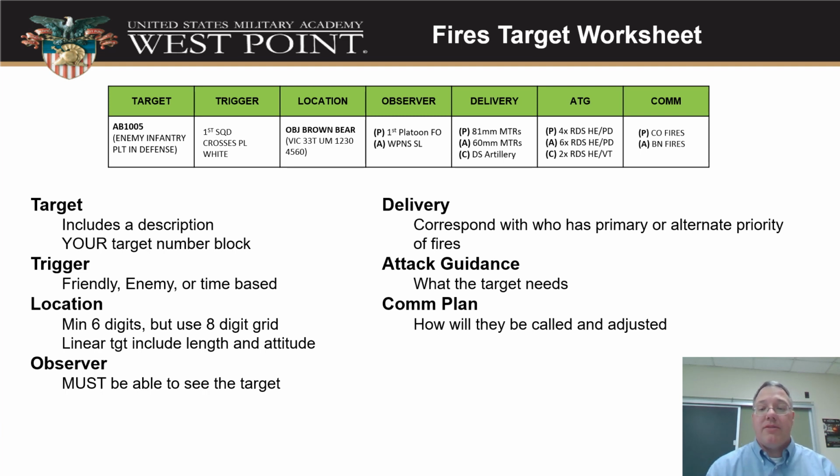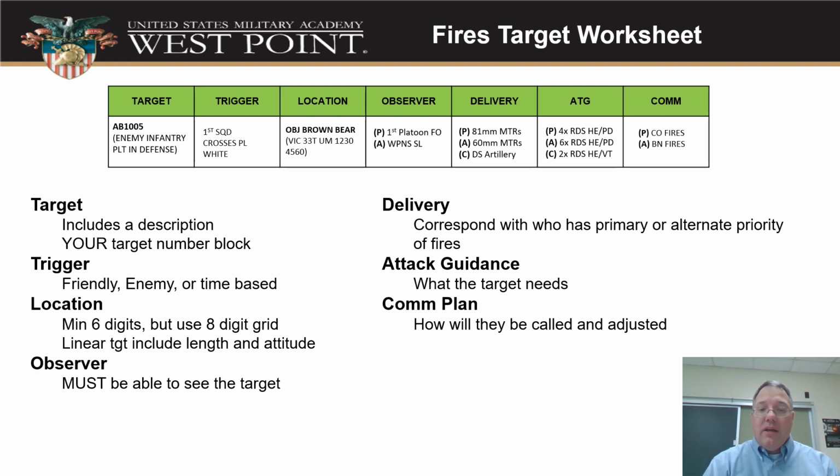All right, location. You got to have a minimum of 6, but really give 8. Give an 8-digit grid. Make sure you give the grid properly. Linear targets need a grid and a length. How long are they? And then an attitude, which is what compass direction are they laying at, right? So are they laying 0, which is straight due north-south? Are they laying at 45 degrees at an angle?